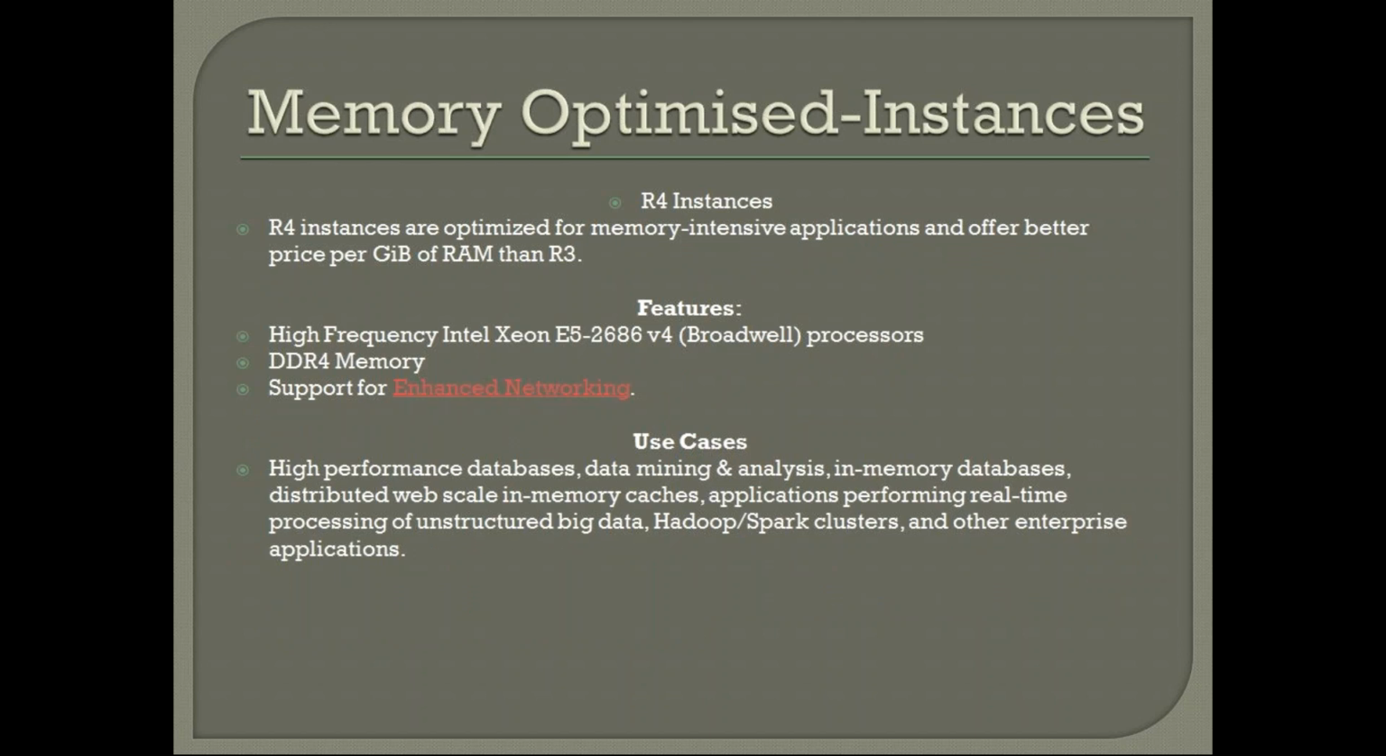So the next memory optimized instance we are going to see is R4. R4 instances are optimized for memory intensive applications and offer better price per GB RAM than R3. So here they are comparing R3 and R4. What are the features is high frequency Intel Xeon E5 2686 version 4 Broadwell processors are used, and DDR4. So there are different types of RAMs that are used.